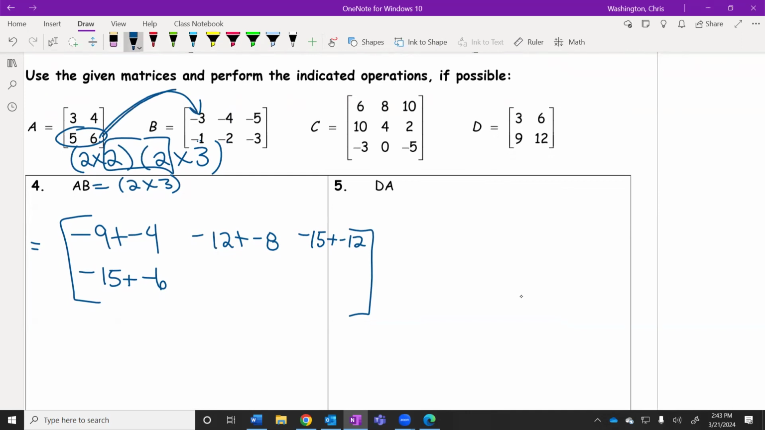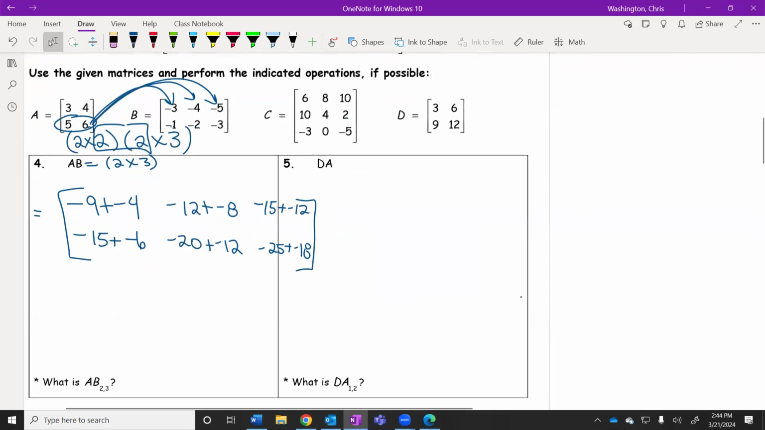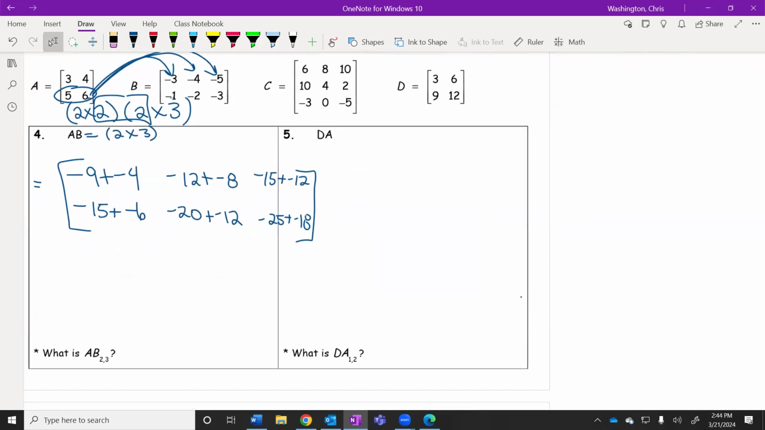We're gonna do the second day, or the second column. 5 times negative 4 is negative 20. 6 times negative 2 is negative 12. And then we're gonna do the third column. 5 times negative 5 is negative 25. And 6 times negative 3 is negative 18. And now we can just add these together.